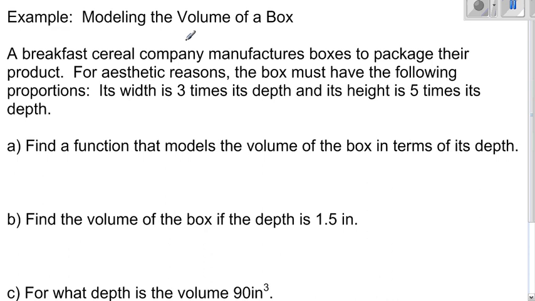Our first example will model the volume of a box. A breakfast cereal company manufactures boxes to package their product. For aesthetic reasons, the box must have the following proportions. Its width must be 3 times its depth, and its height is 5 times its depth. Find a function that models the volume of the box in terms of depth.